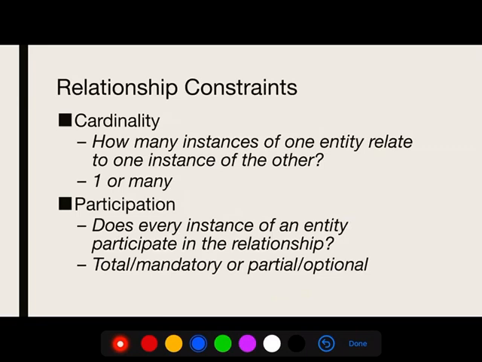So relationships have constraints. There's two types of relationship constraints. One is cardinality. Cardinality tells us how many instances of one entity relate to one instance of the other entity. And the choices are one or many. Then the participation constraint answers the question of, does every instance of this entity participate in this relationship? And the choices there are total or mandatory, meaning every instance must participate, or partial/optional, which means there may be instances of this entity that don't participate in the relationship.